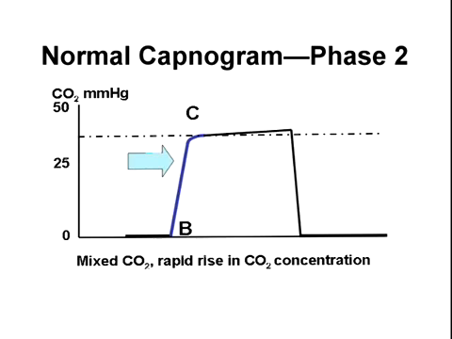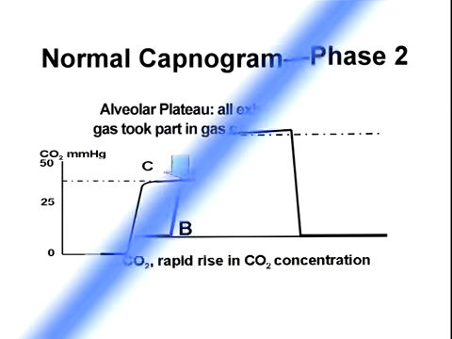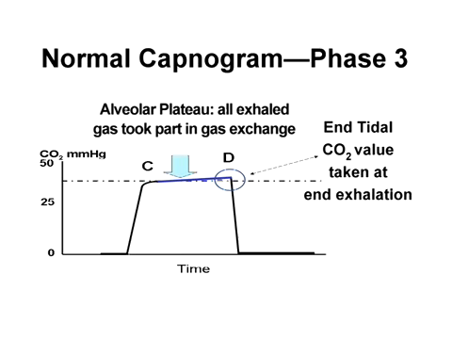Phase 2 is characterized by a rapid rise in CO2 concentration, as any anatomical dead space is replaced with alveolar gas, leading to Phase 3. In Phase 3, all of the gas passing the CO2 sensor is alveolar gas, which causes the capnogram to flatten out. This is called the alveolar plateau. The end-tidal CO2 value displayed on the monitor is considered the value taken at the patient's end exhalation.